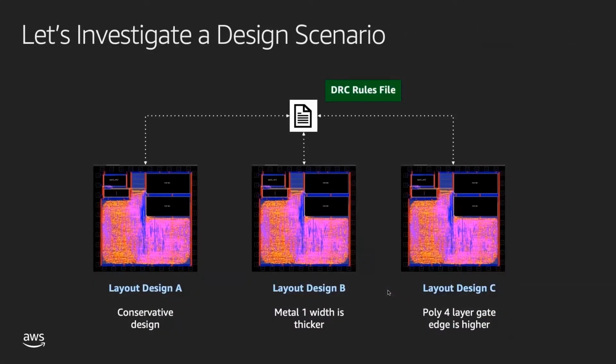So let's talk about the actual scenario that we are going to be using for our demo today. For this demo, I have three designs. The first design, design A, is a very conservative design. I'm not really pushing my limits on the different metal layers and the polygon layers. I know for sure that it's going to be compliant with DRC. So that's my first design.